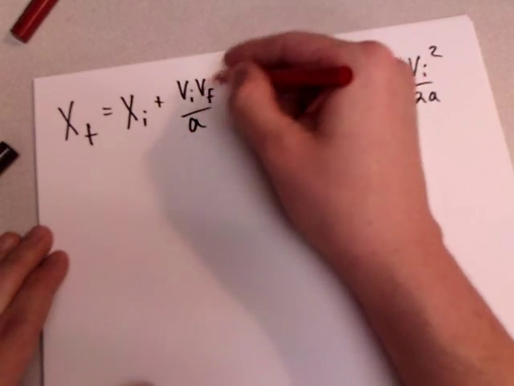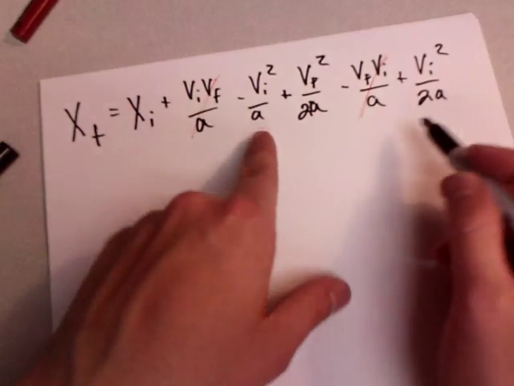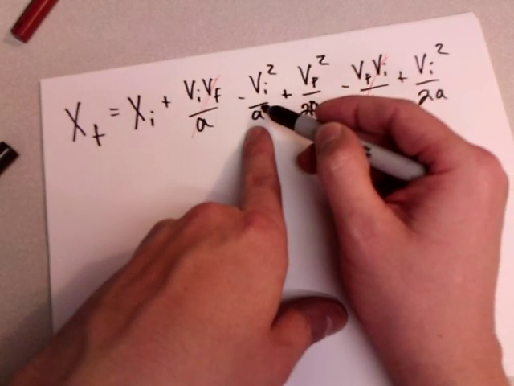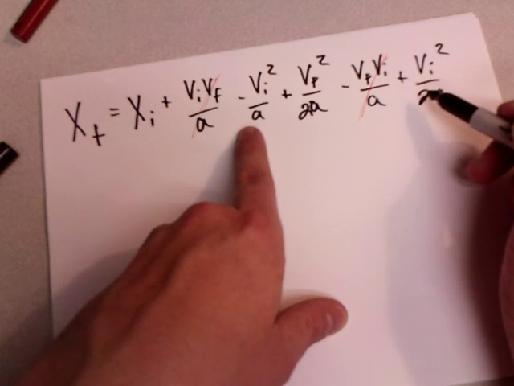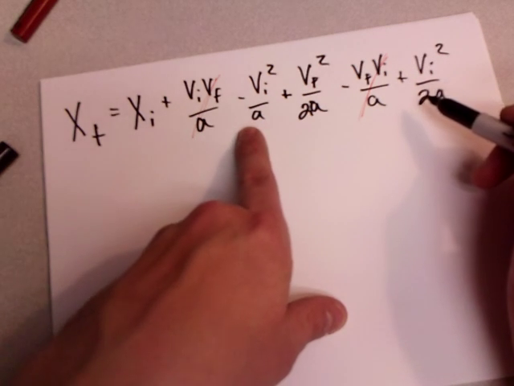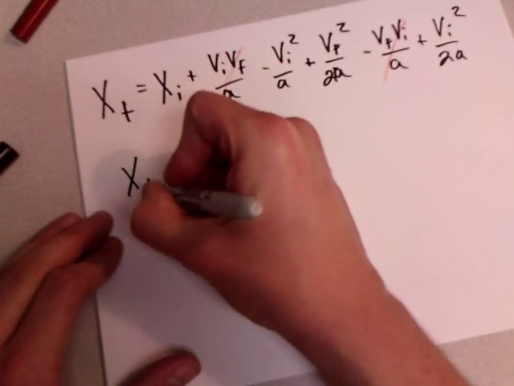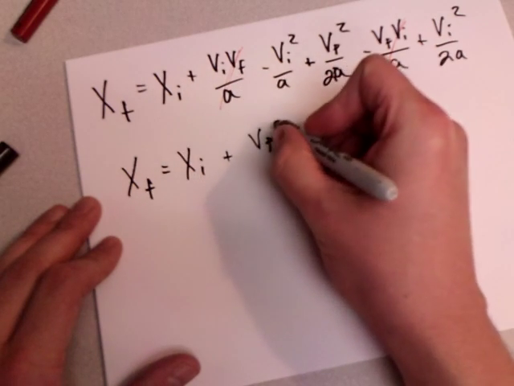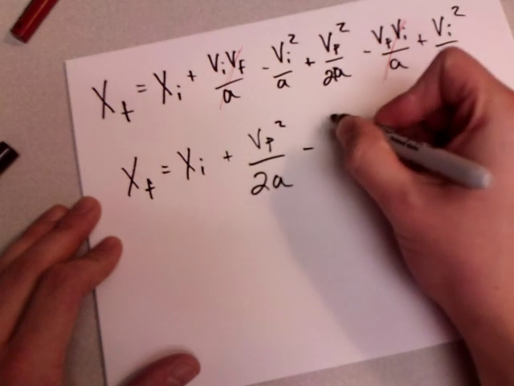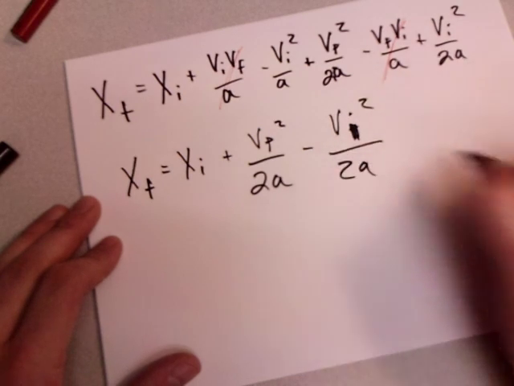The nice thing that this gets us is that this term and this term are exactly the same. And I'm adding 1 and subtracting 1, so I might as well not do anything. I can cancel both of those out. I also have a minus VI squared over A and a plus 1/2 VI squared over A. So when I combine those two terms, I'm going to get minus 1/2 VI squared over A. So doing all of that simplification gives me the following. XF equals XI plus VF squared over 2A minus VI squared over 2A.